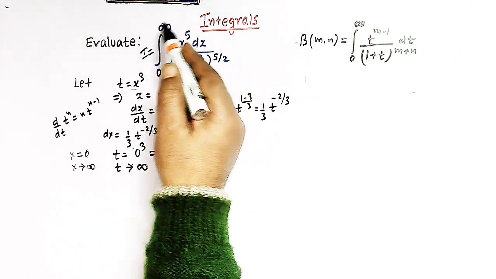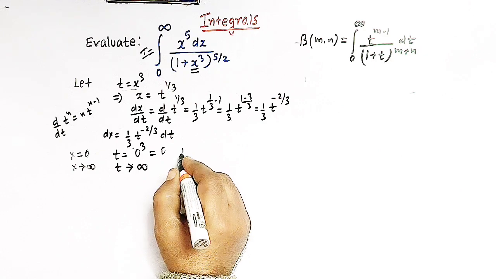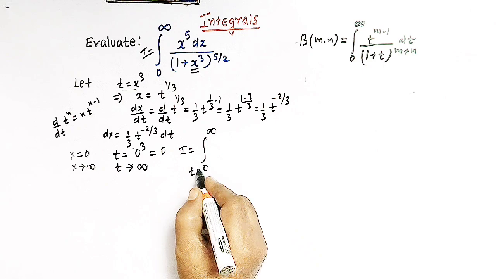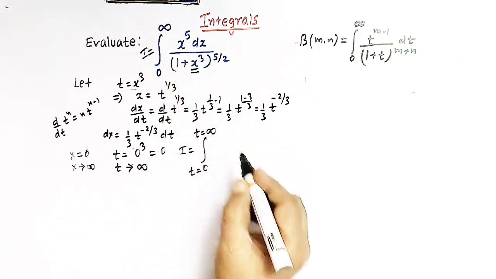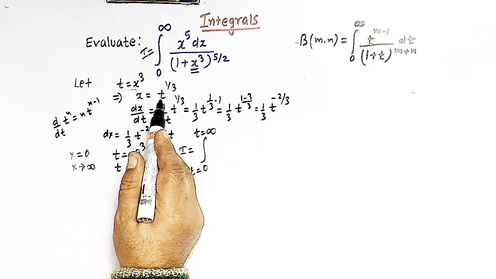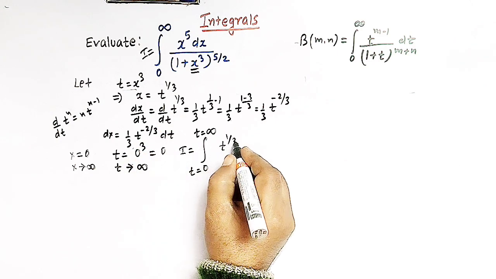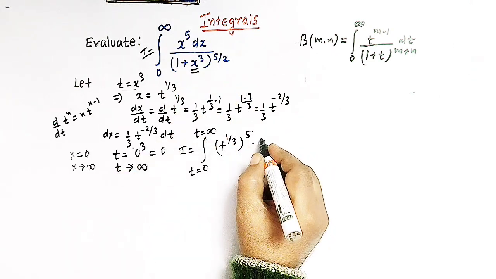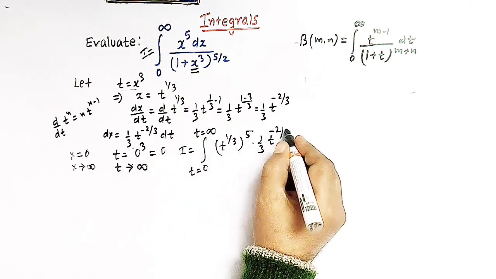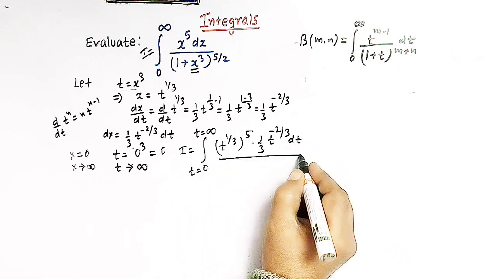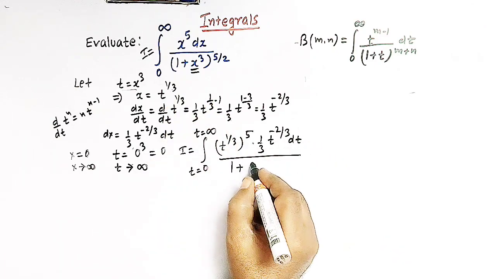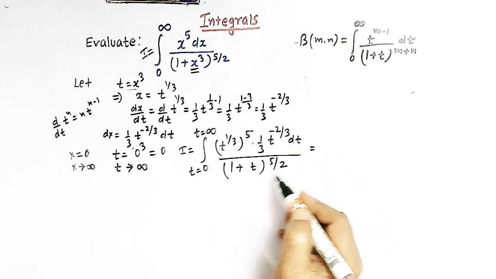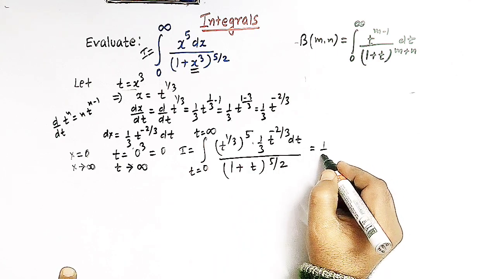So now let us write this integral I in terms of t. So we can now write 0 to infinity, and then we have x raised to 5, x is t raised to 1 over 3. So we have t raised to 1 over 3, and here we have 5. For dx, we can now write 1 over 3 t raised to minus 2 over 3 dt. And in the denominator, we can write 1 plus t raised to 5 over 2.